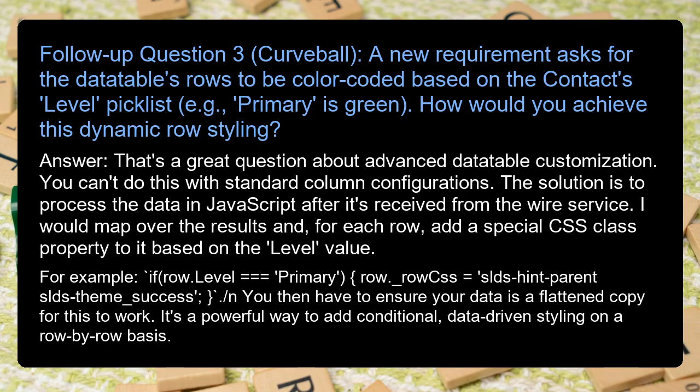I would map over the results and, for each row, add a special CSS class property to it based on the Level value. For example, if row.Level is equal to Primary, row_cssClass equals 'slds-hint-parent slds-theme_success'. You then have to ensure your data is a flattened copy for this to work. It is a powerful way to add conditional, data-driven styling on a row-by-row basis.